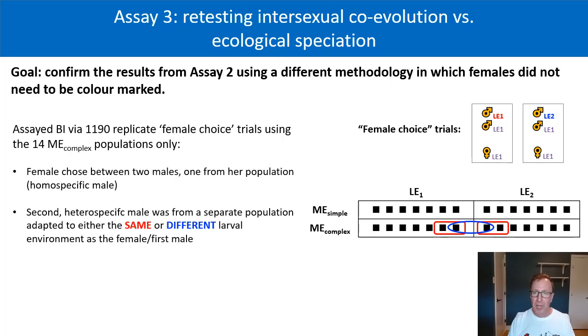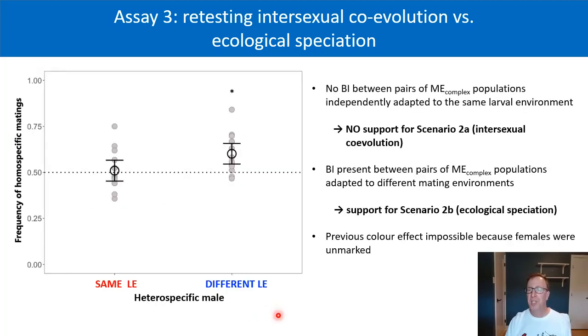And what did we find? What we found were results entirely consistent with assay 2. So when females were choosing between her own homospecific male and a heterospecific male from the same larval environment, she showed no preference for one male over the other. The frequency of mating with her own type of male was 50%.